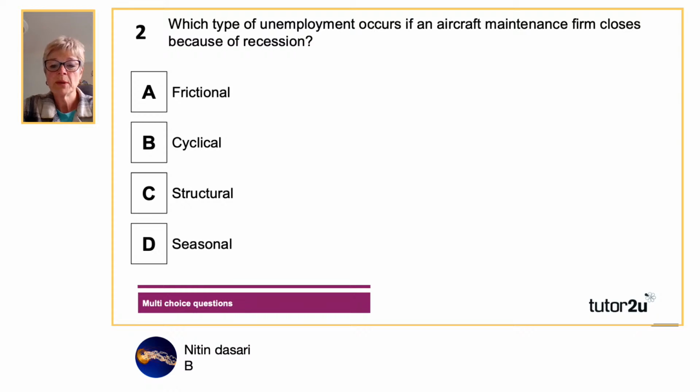So Ollie said B, Nitin said B. You seem to think it's cyclical. Luca thinks it's B as well. I think you are absolutely on fire tonight, you guys. So yes, it is. The type of unemployment, if the firm closes because of recession, is cyclical. It's to do with the business cycle or the trade cycle. Well done, 2 out of 2.